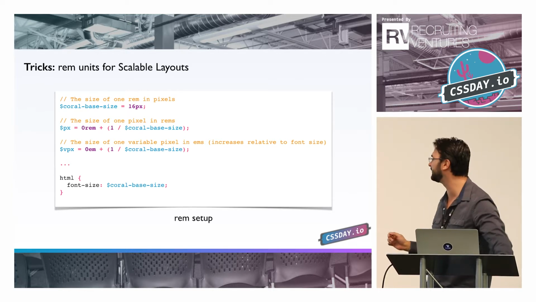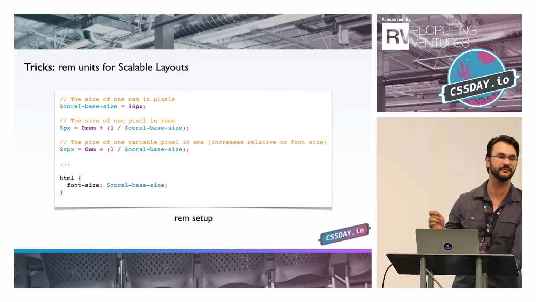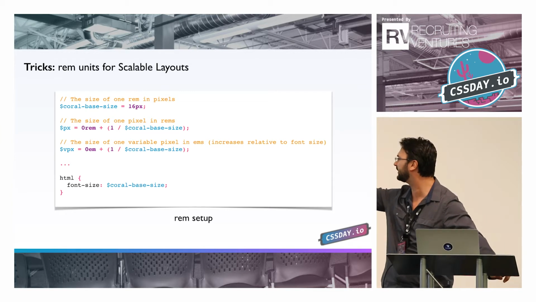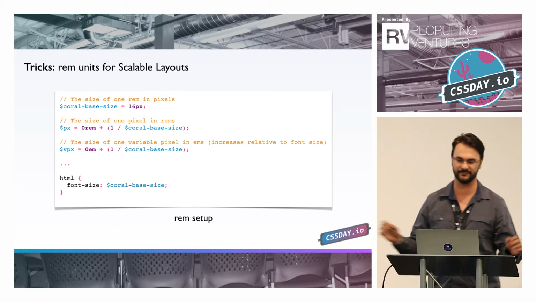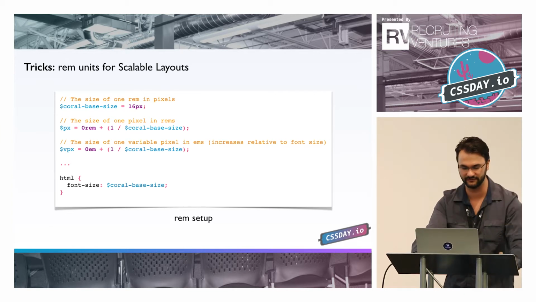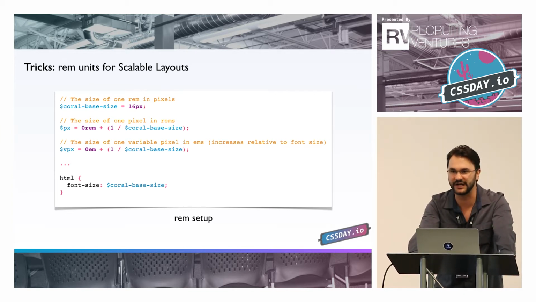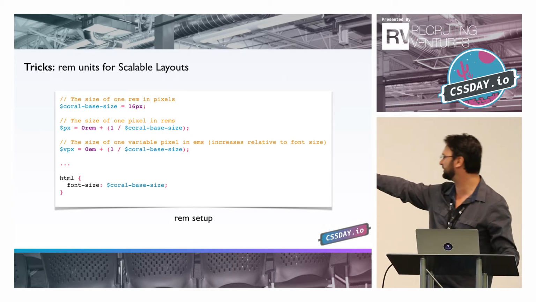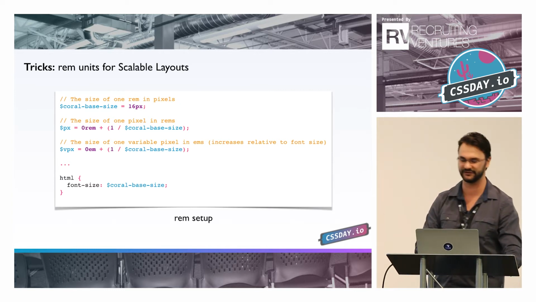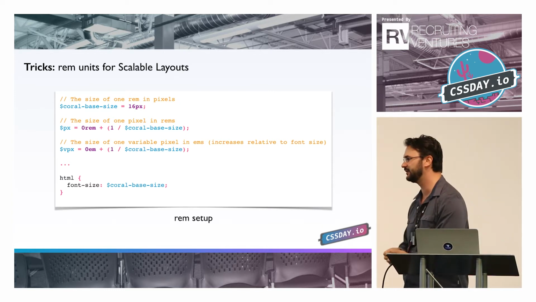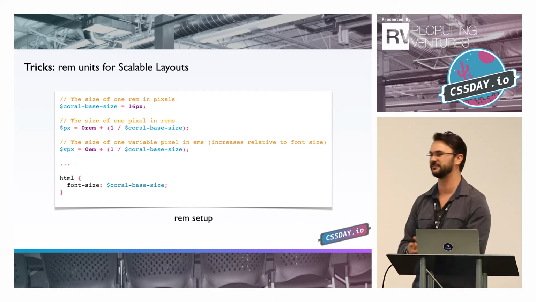So we start by defining the size of 1 rem in pixels. And as you can see at the bottom, this becomes our HTML font size. We get 16 pixels, 1 rem. Easy. Then we calculate the size of 1 pixel in rems. And this is what we're actually going to use in our CSS. We're going to use this variable $px, which is equal to some Stylus unit conversion stuff, but basically 1 over the base size. And then we also calculate the size of 1 variable pixel in ems, elastic measurement units.